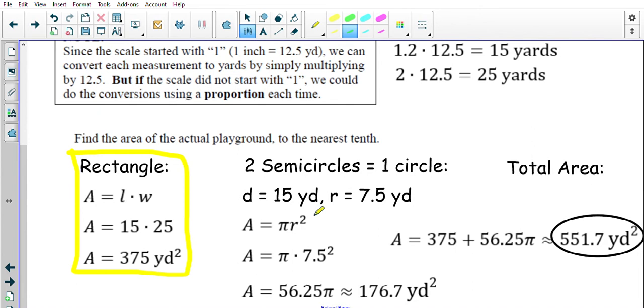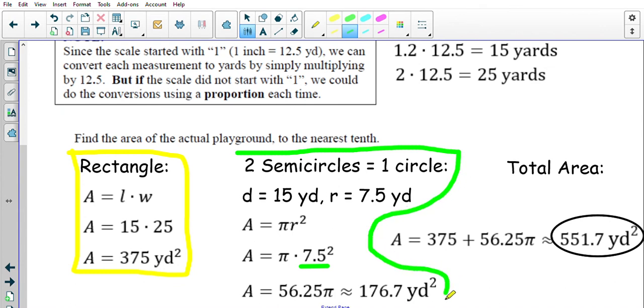Now keep in mind you could do half pi r squared and then double it at the end. But I did pi r squared, so I did pi times 7.5 squared. 7.5 squared is 56.25. So for the area of the whole circle, the two semicircles combined, we get 56.25 pi, which is about 176.7 yards squared. And again, this is for the two semicircles combined.